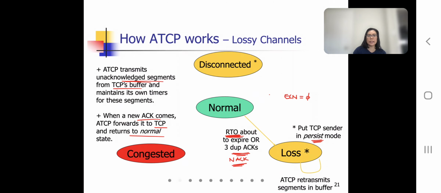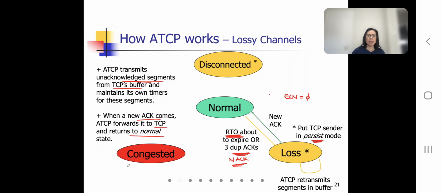So ADCP retransmits the segment in the buffer, and then a new acknowledgement comes, and ADCP goes back to the normal state, and TCP will go back to the normal state as well. So this can solve the problem of packet losses caused by high error rate, by route changes, route recomputation, or by packets arriving out of order because of multi-path routing.